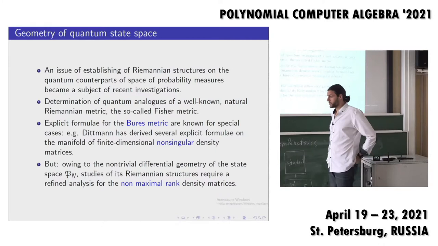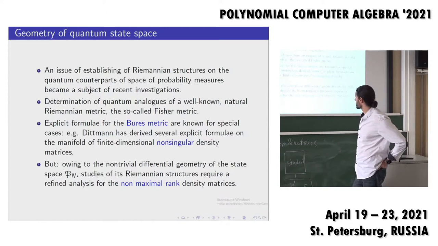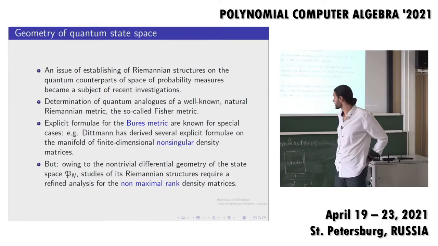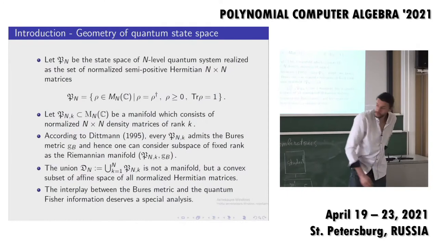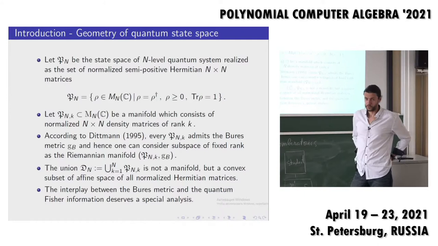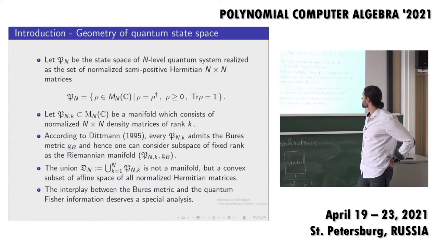This metric was studied in the 90s and in the 2000s, and in some special cases, the explicit formulae are known. However, because the structure of the differential geometry of the space is not really trivial, and especially in the case of lower rank density matrices, we need to analyze this space more carefully. This is the goal of our work, and we'll look especially at the case of a qubit and a qutrit, so two and three level quantum systems, so important for quantum computing.